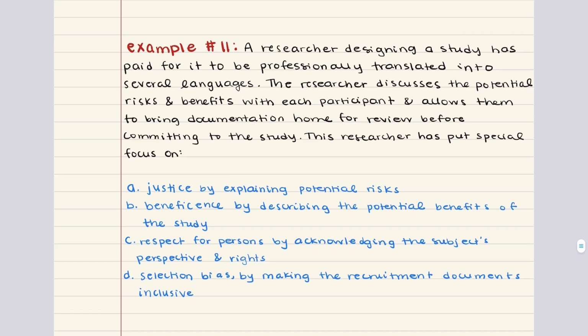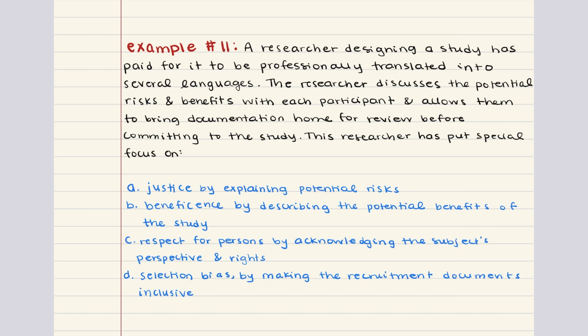Problem 11 says, a researcher designing a study has paid for it to be professionally translated into several languages. The researcher discusses the potential risks and benefits with each participant and allows them to bring documentation home for review before committing to the study. This researcher has put special focus on blank. In this question stem, we see that the researcher has ensured clear communication through professional translations, and that the researcher has provided sufficient time for the participants to review and consider their involvement.